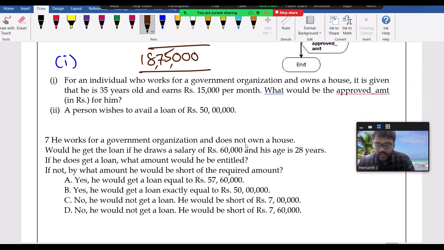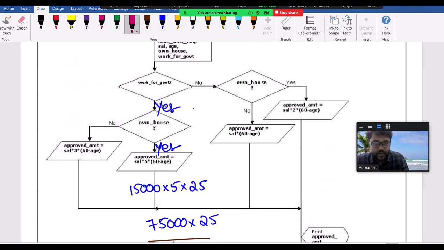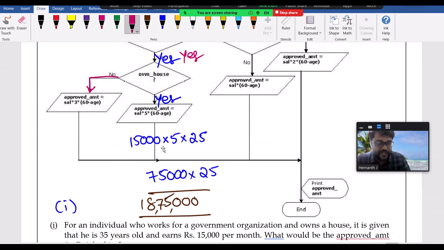Right. So fine. Next, one more. A person works for a government, same database. The other question: works for a government organization and does not have an own house. Now the track is different. This is the blue color out. Okay, works for a government job, but he is not having an own house. Now this track. Fine. Now approved amount is salary into 3 times only, not 5 times.